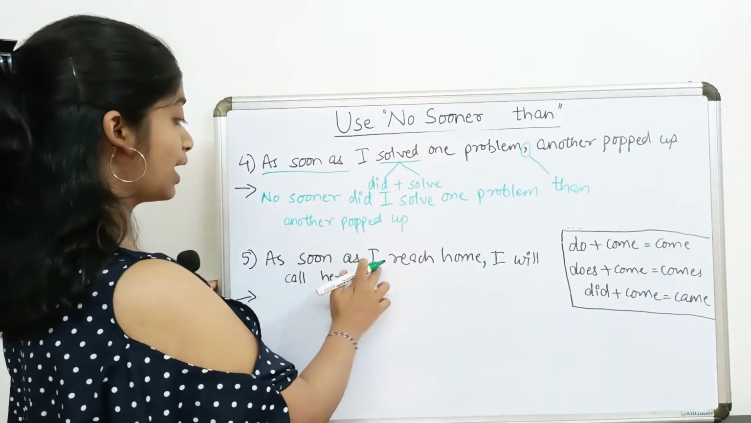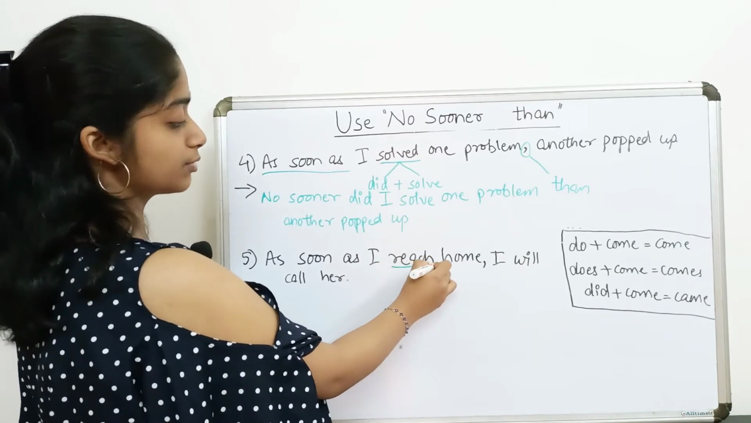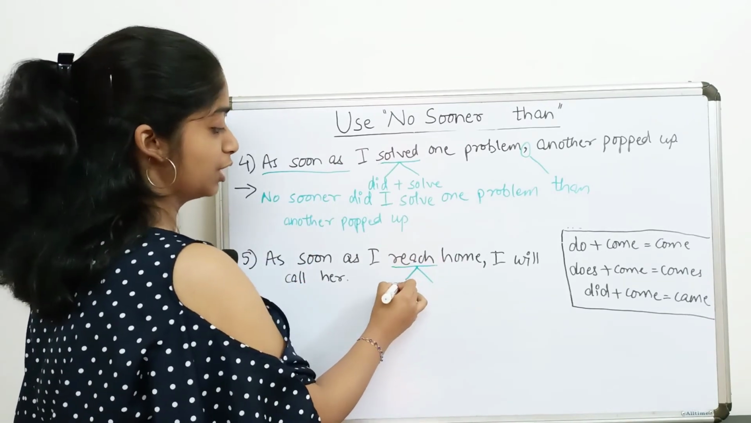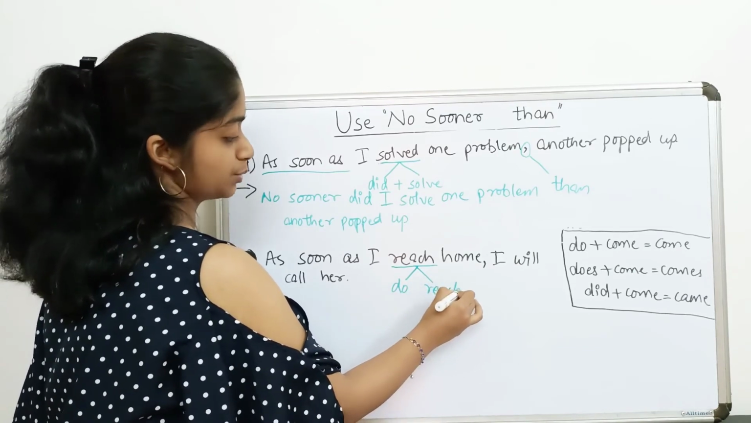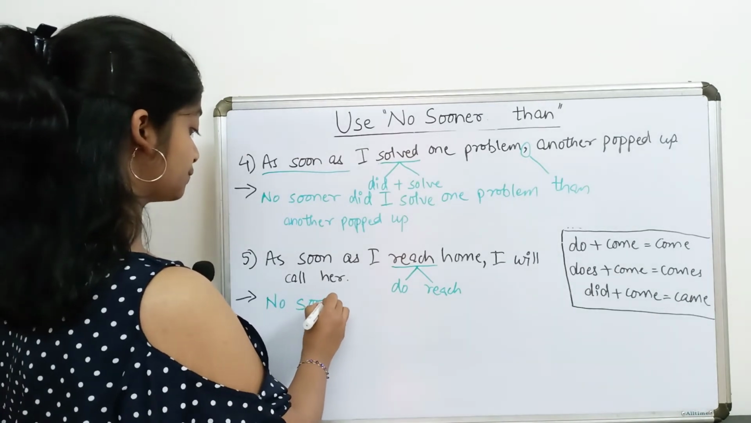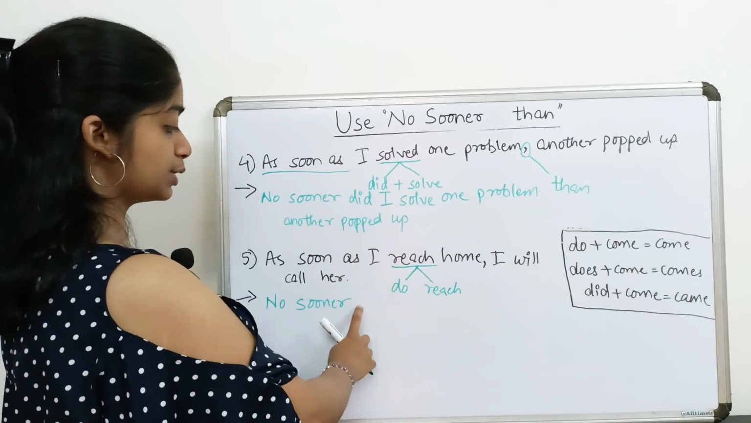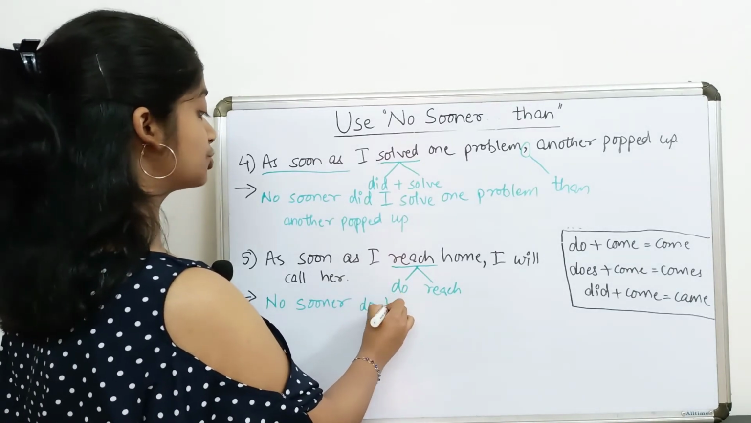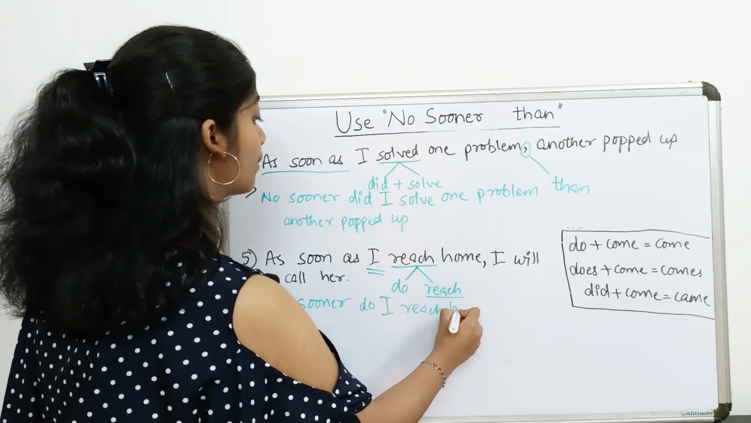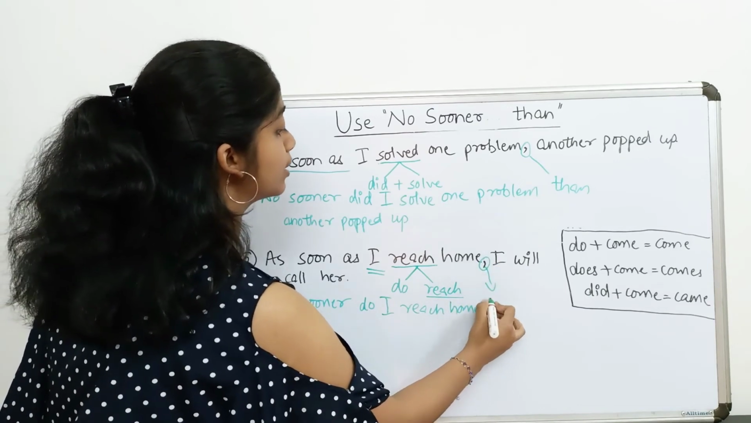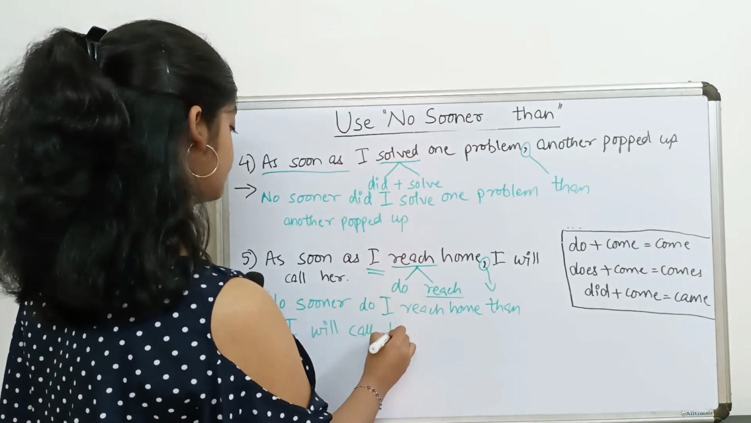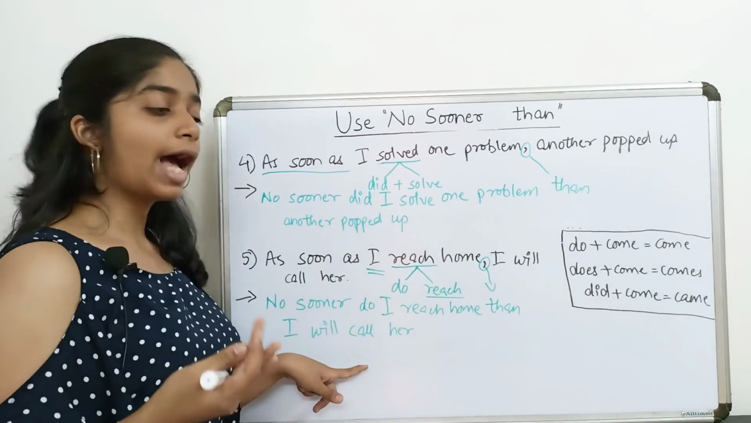Another one is, as soon as I reach home, I will call her. Here the verb is reach. Reach is the first form of the verb, which will not be changed even after the bifurcation. The bifurcation will be do plus reach. It will remain reach, as in this case. So "as soon as" will be replaced by "no sooner". Do plus reach. Do will be the first word over here. No sooner do, plus subject I, plus main verb reach. Next word, home. Instead of the comma, than. I will call her. This will remain the same. No sooner do I reach home than I will call her.